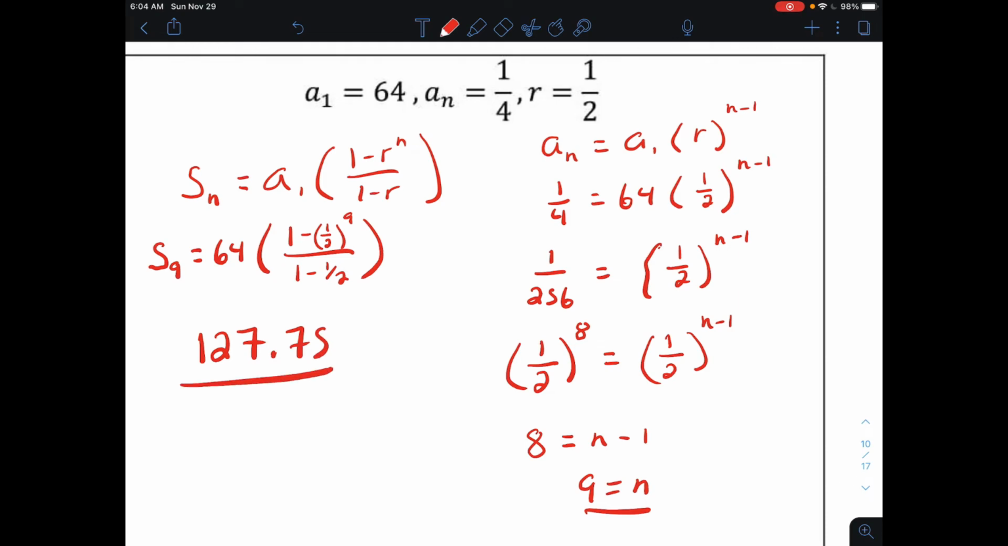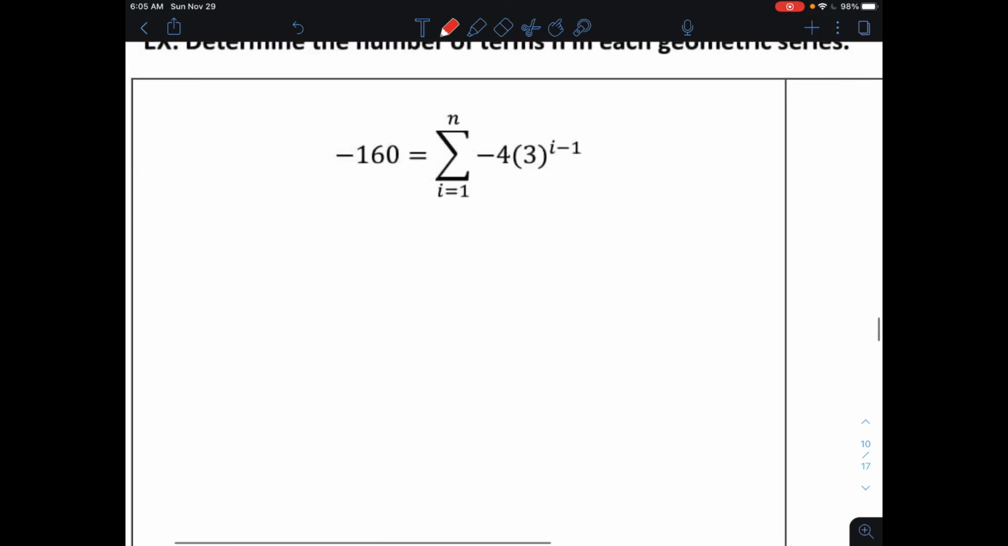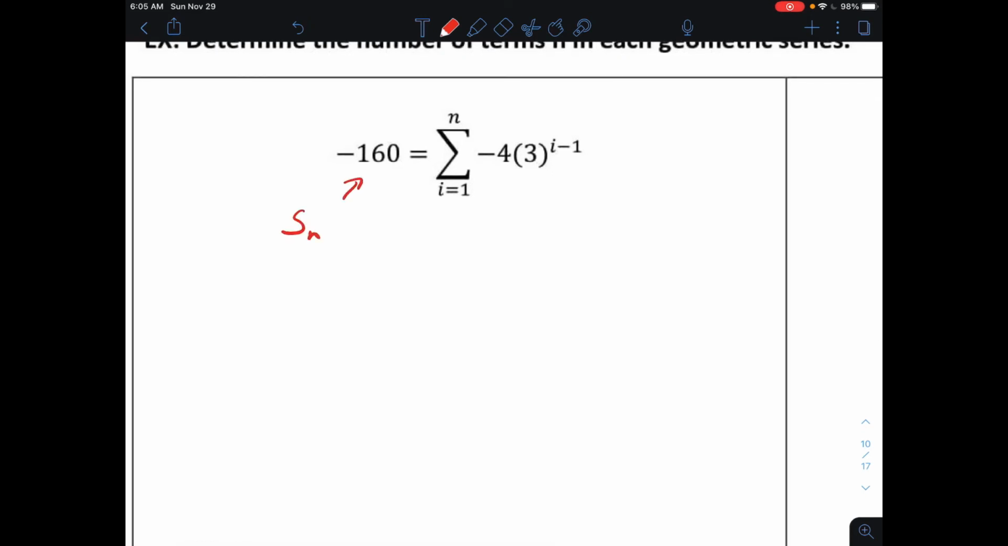All right, let's say I want to determine the number of terms in each geometric series with some given information here. Looking at this problem, I'm given the summation form because I see sigma. So we're adding a certain number of terms from i equal to 1 to n, and the sum is -160. So that -160 is Sn. Now, in my formula, I need to know a1 and r. Well, r is going to be 3. a1 is going to be what I get when I put in 1. Put 1 in, we get -4. And so I'm going to plug everything into my finite sum formula.